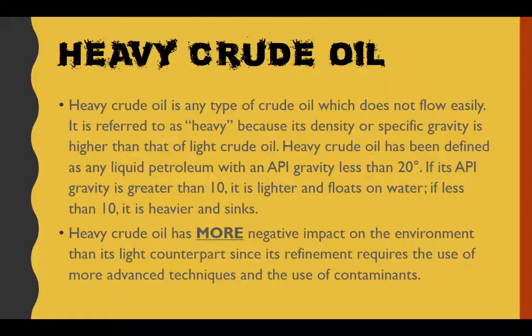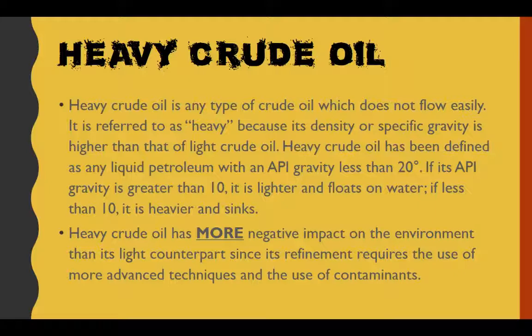So heavy crude oil has been defined as any petroleum with an API gravity less than 20 degrees. If its API gravity is greater than 10, then it's lighter and floats on top of water. Okay, so heavy crude oil will actually sink in water, and therefore that's why they call it heavy. So heavy crude oil has more negative impact on the environment than its lighter counterpart, since its refinement requires the use of much more advanced techniques and the use of contaminants.